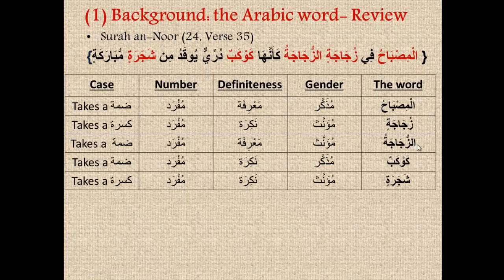Az-zujajatu has the alif lam, making it ma'rifah. It has a ta marbuta, which makes it mu'annath. Mufrad singular takes a dhamma.